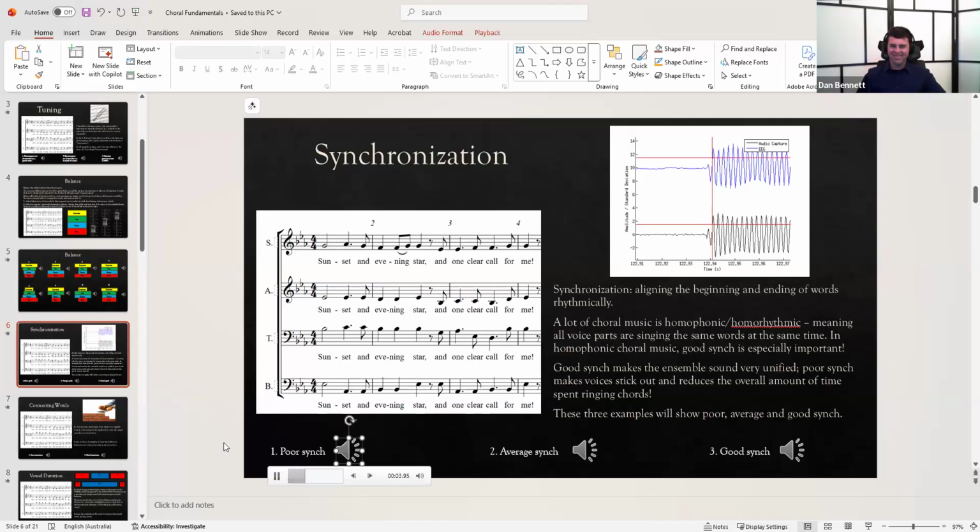Sunset and evening star and one recall for me. Okay, example 2, average sync. Sunset and evening star and one recall for me. And example 3, good sync. Sunset and evening star and one clear call for me. All right.